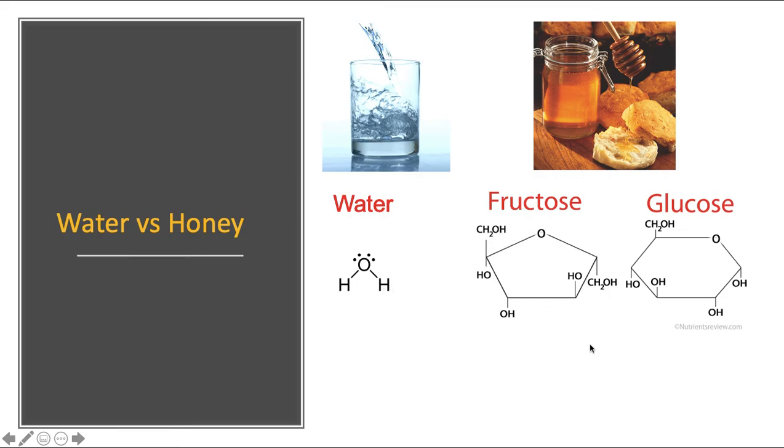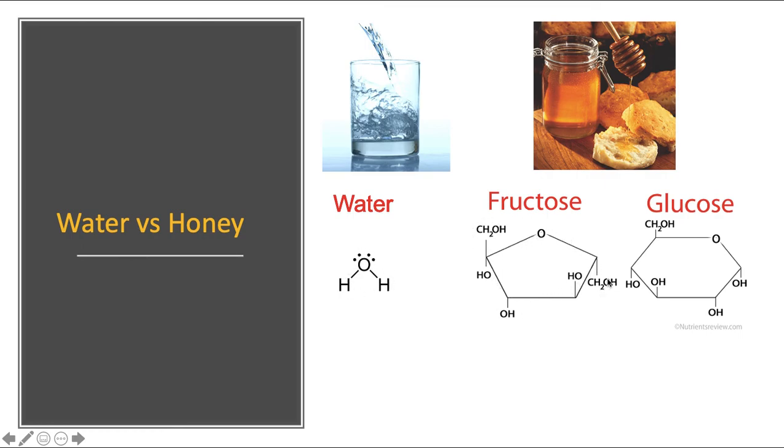Well, let's see. First of all, the molecule of fructose. I have an OH here. So this oxygen is bonded directly to a hydrogen. So I can hydrogen bond here, here, here, and here and here. So I have 1, 2, 3, 4, 5 different places where fructose can hydrogen bond. It's the same thing with glucose: 1, 2, 3, 4, 5 different places. And look at the shape. These are much larger molecules than these.